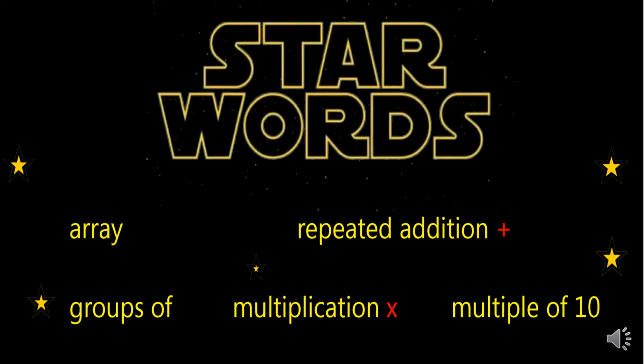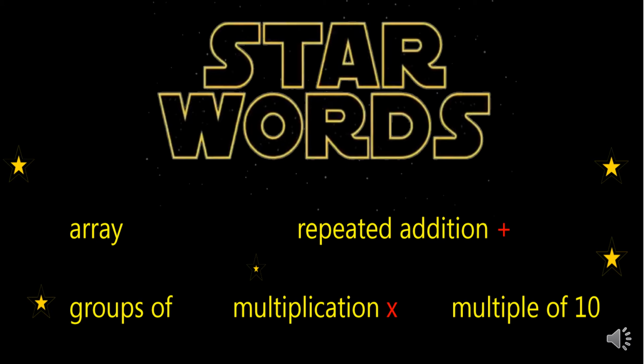Then we have the star word repeated addition, which we have done so much on this week. And in red, I've got the symbol addition. We've got the phrase groups of, because groups of is an important phrase. This means lots of. It helps us when we multiply. So we've got the star word multiplication with the times symbol next to it because that's the operation we're learning about today.